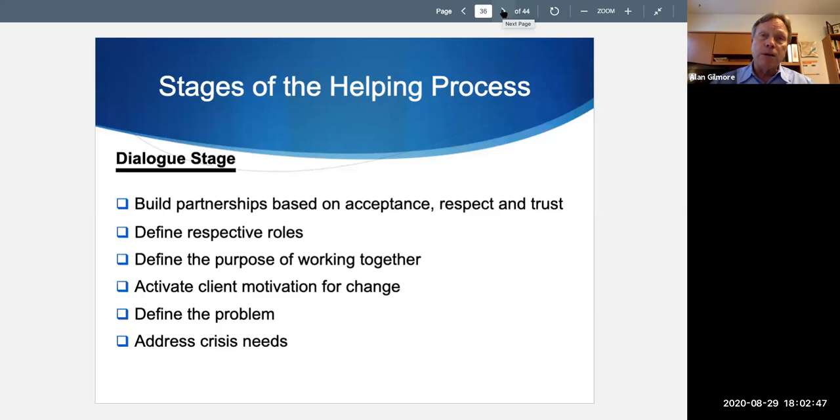Sometimes there's a long-range problem that you and the client agree that you want to work on, but maybe there are some things that are quite immediate, like lack of housing or other kinds of things that are going to prevent you from being able to successfully move through this change process. And so sometimes there's a need to address those issues before you can jump in and start working on the plan change process.